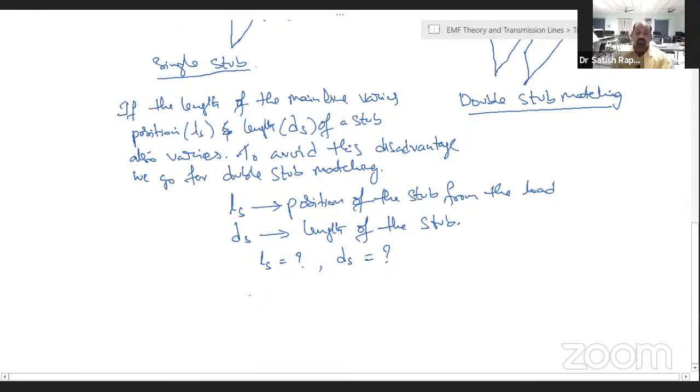So those expressions, let us try to derive. And one more thing is impedance matching. Impedance matching means here impedance is matched when the imaginary part of the load impedance is zero, right? Or the imaginary part of the total impedance is zero.